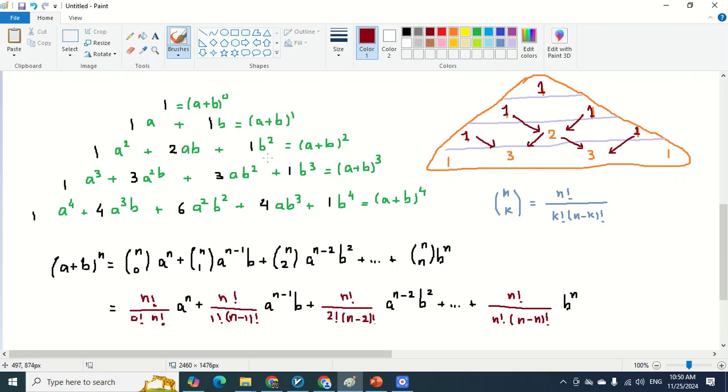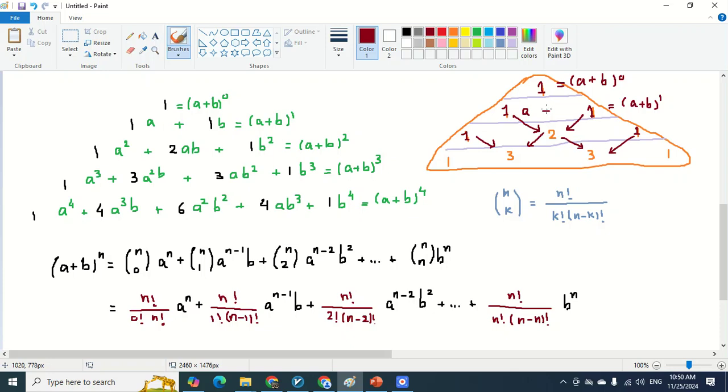So in a Pascal triangle, if you just take a look at it, it determines the coefficient of (a + b) to the power of n. At the first part, it determines (a + b) to the power of 0, which means at the top it determines (a + b) to the power of 0. The next one determines the coefficient of (a + b) to the power of 1.